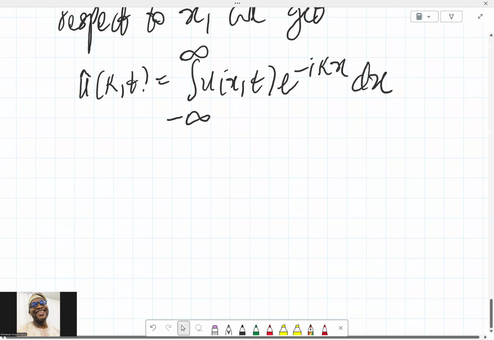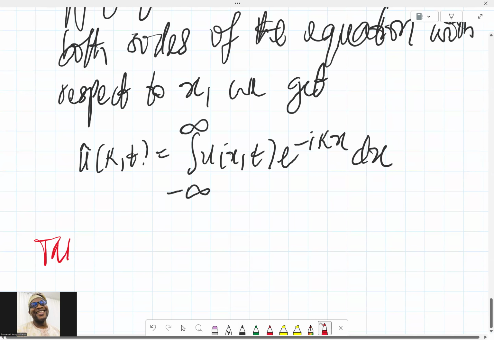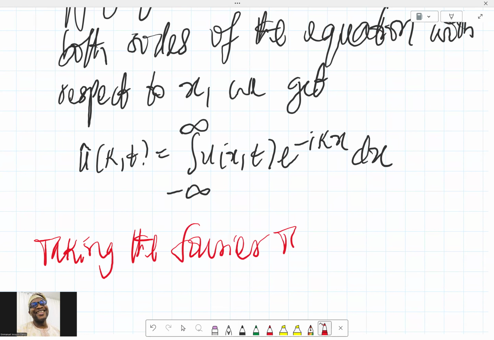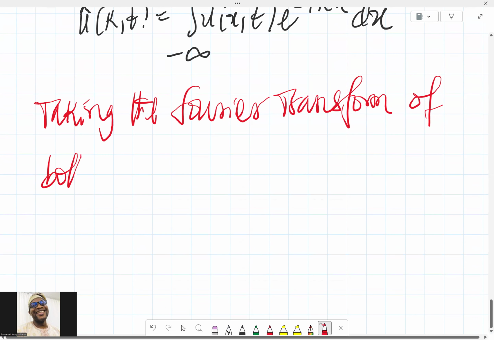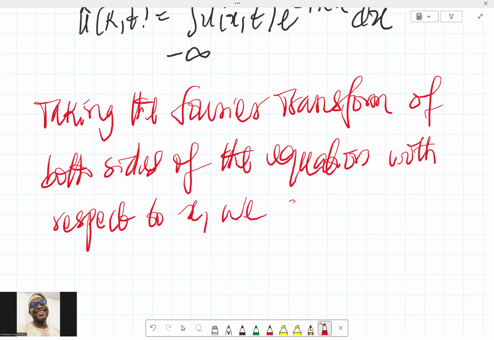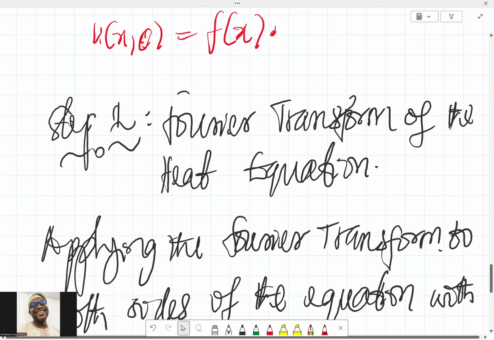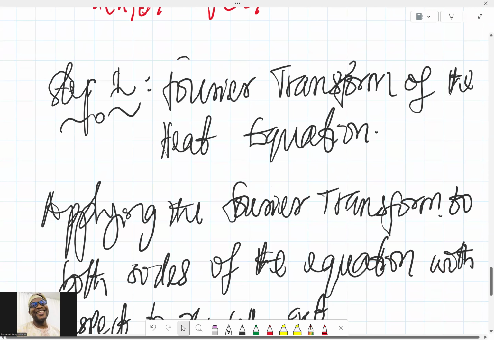So if we now take the Fourier transform of both sides of the equation with respect to x, we get... Okay, see, on the left hand side, it's order one, right? Oh, okay, I did not write the heat equation. Did I write the heat equation? Yeah.